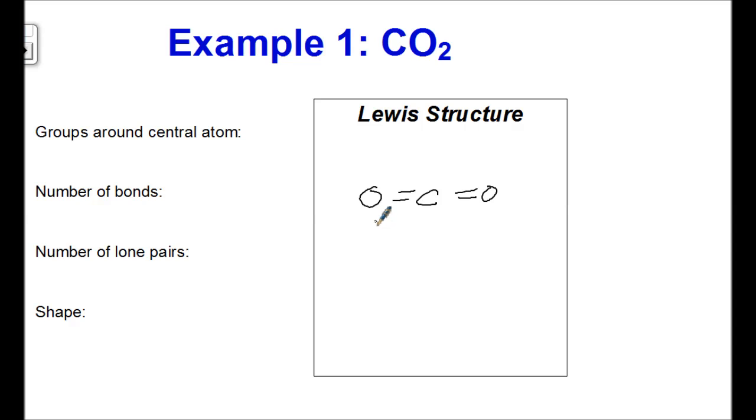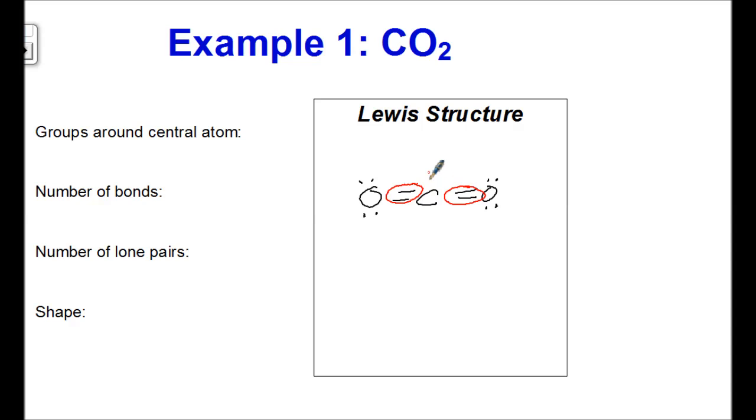Now we need to determine the number of groups around the central atom. I'm going to add in my valence electrons here to complete my octets. Then we want to circle the groups around the central atom. You can see right here this double bond, as we talked about before, is 1 group, and this double bond over here would be another group.